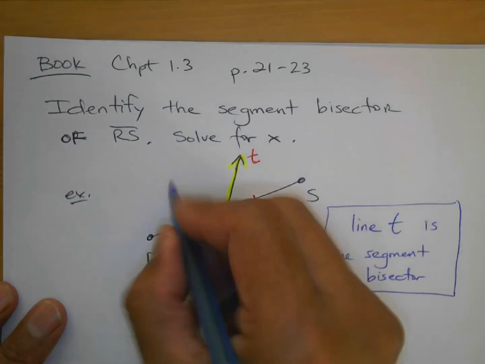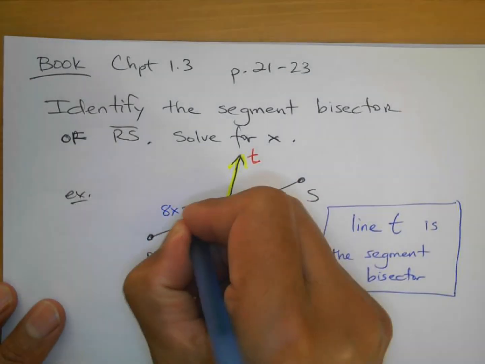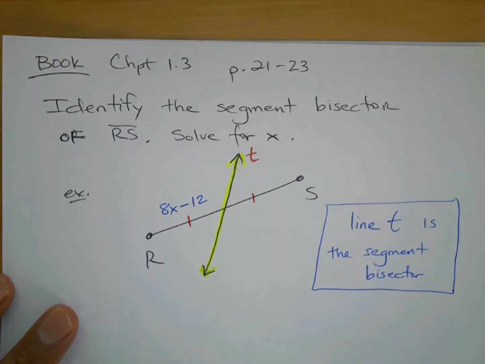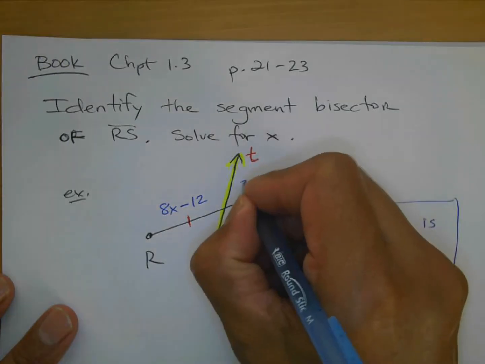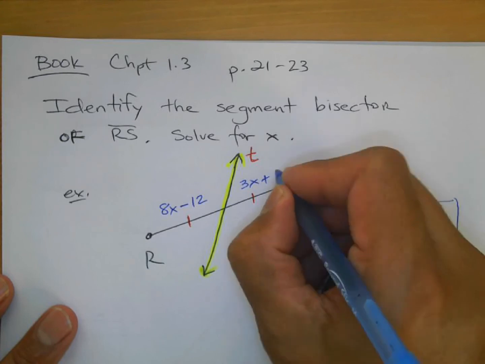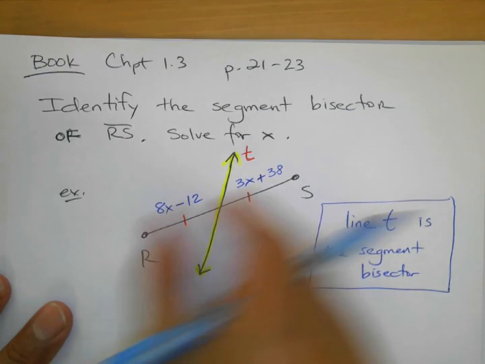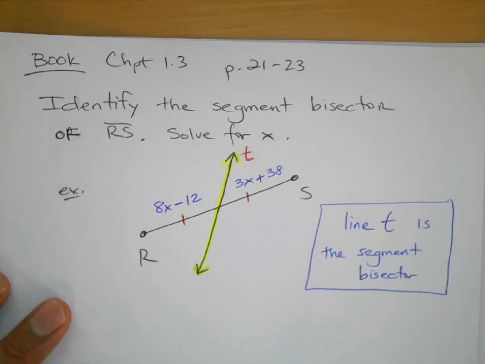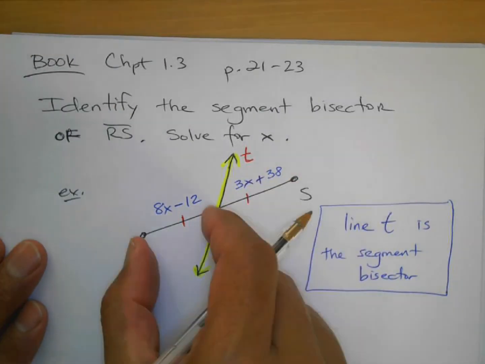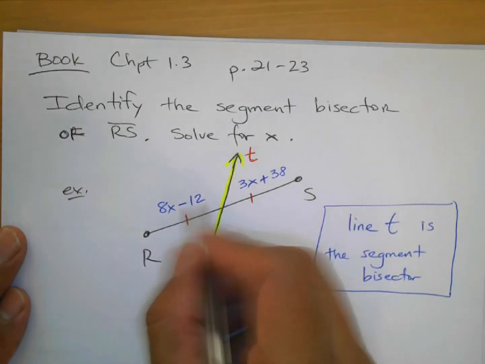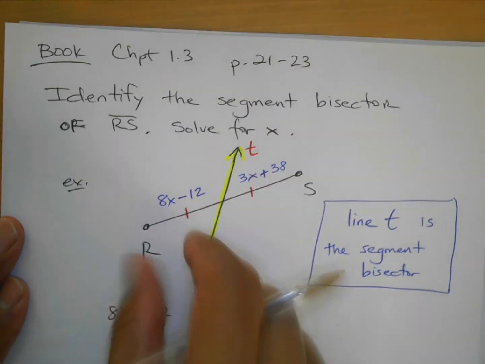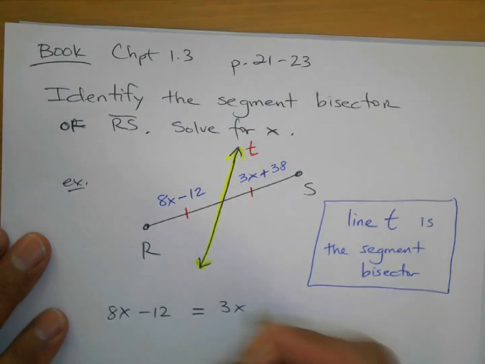And then you'll have something like 8x minus 12. And let me put over here something like 3x plus 38 or something. They're going to have an expression or a number or something here. But again, as far as math is concerned, you know that the bisector divided these two into equal segments. So you're going to put the 8x minus 12 equal to, because now they're equal in measure. Because it's split right in the middle. So this is equal to this: 3x plus 38.